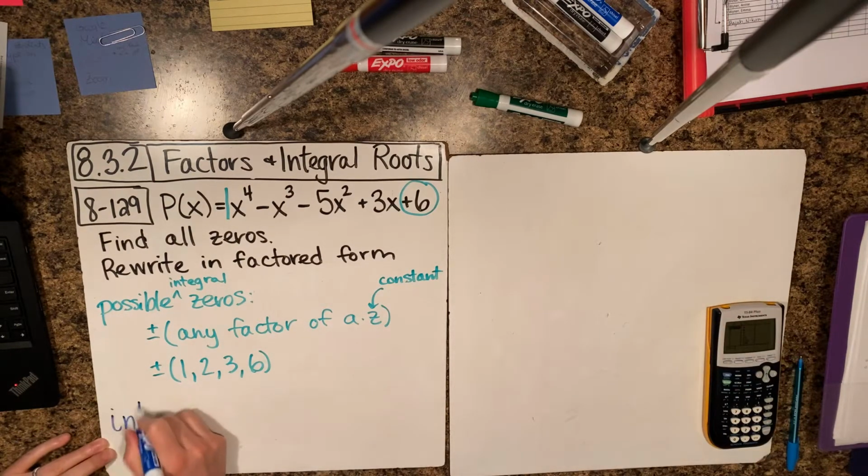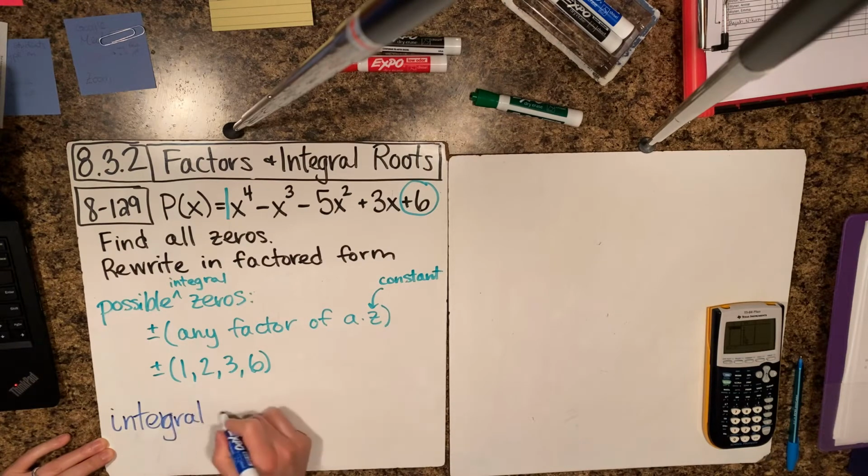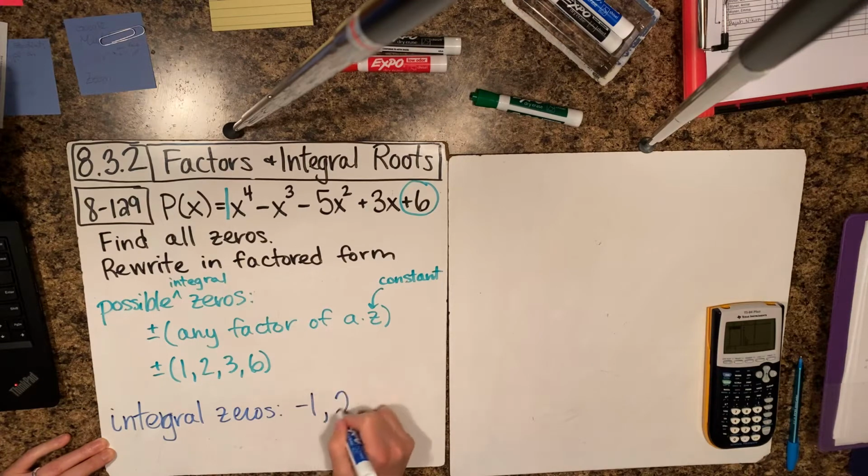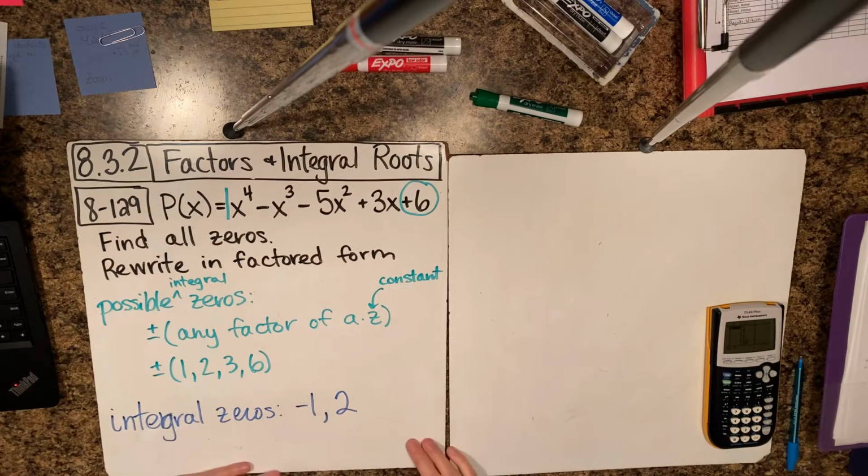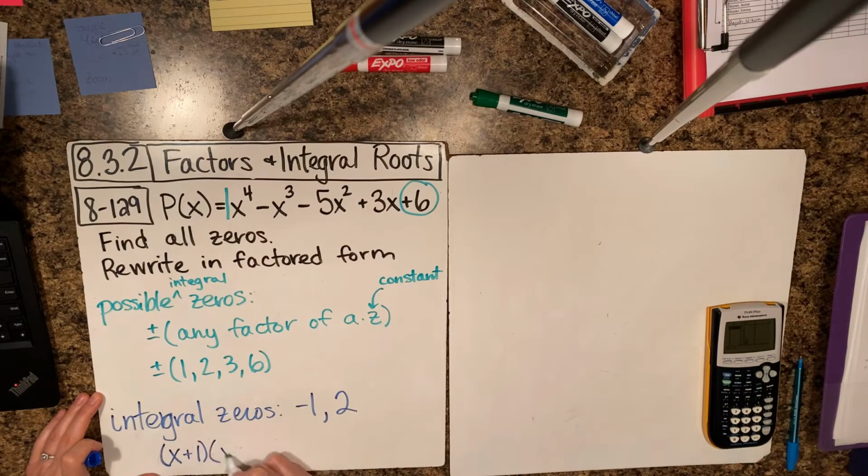So integral zeros are -1 and +2. And they are on our list, so that's just double checking. So what that means is when I factor, I'm for sure going to have x plus 1 as a factor. I'm for sure going to have x minus 2 as a factor. And then I'm going to have either 1 or 2 other factors here.